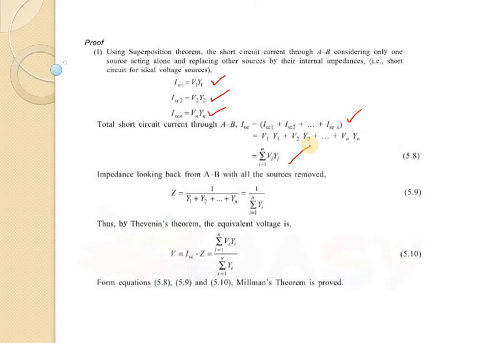In a similar way, we can calculate the impedance when all sources are removed, and it will be 1 by Y1 plus Y2 up to YN, that is 1 by summation of Yi, where i equals 1 to N. Thus, from Millman's theorem, the equivalent voltage is Isc into Z, that is equal to summation of Vi Yi divided by summation of Yi, i equals 1 to N. From equations 5.8, 5.9 and 5.10, Millman's theorem is proved.